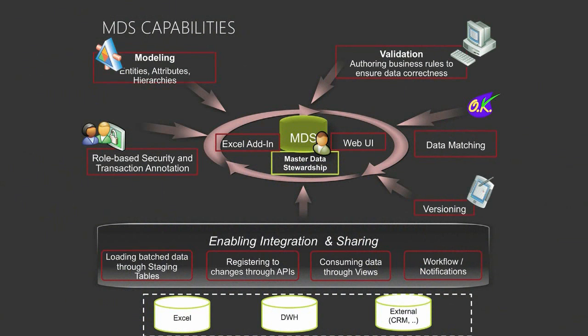Let's take a look at the capabilities of Master Data Services. Starting with the top left, modeling. This is the bread and butter of what we do. We allow users to create a model by defining entities, which map to tables in SQL, create attributes, which map to columns in SQL, and defining the relationships between objects, which we call hierarchies.